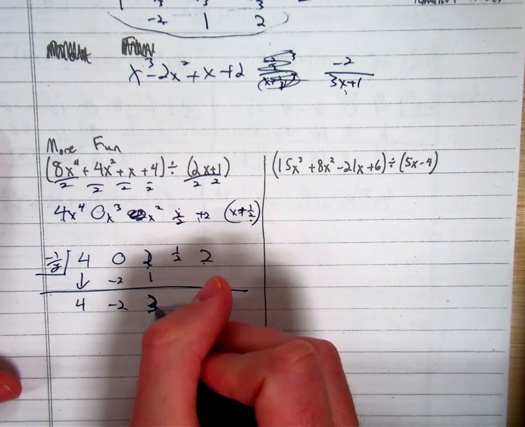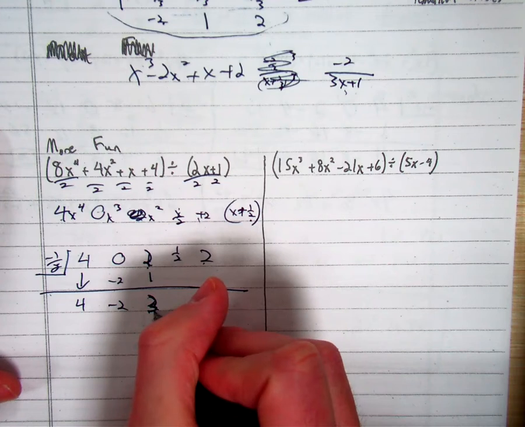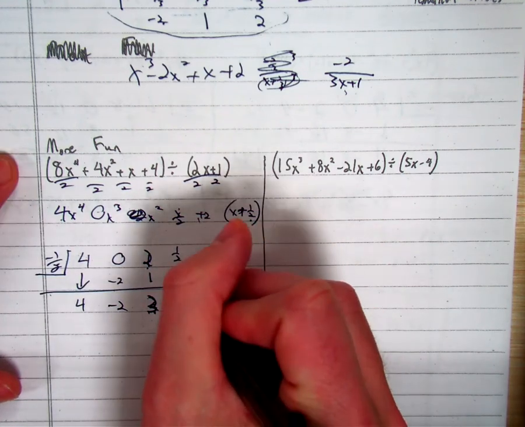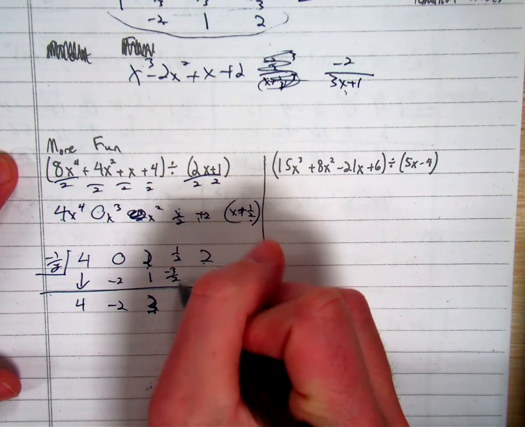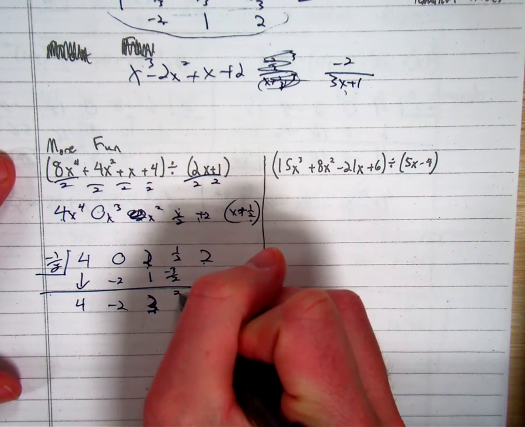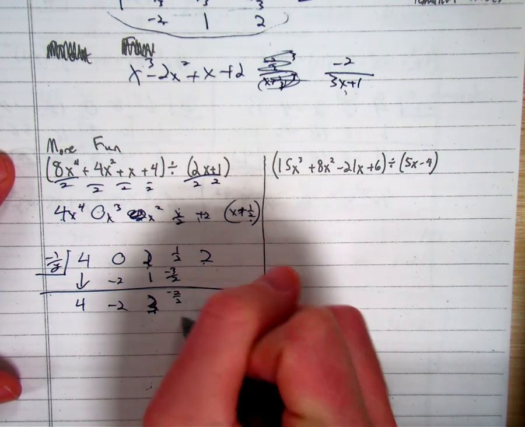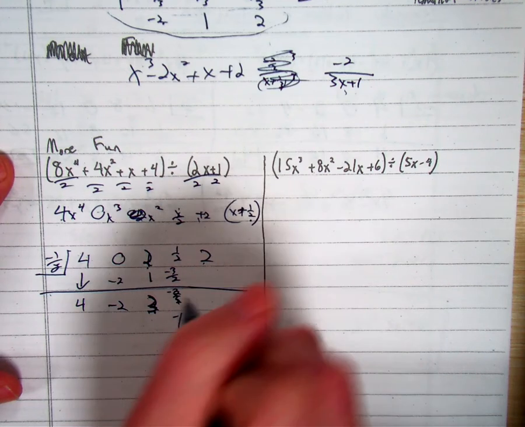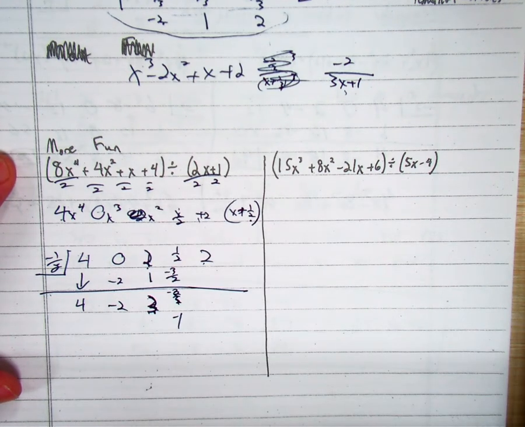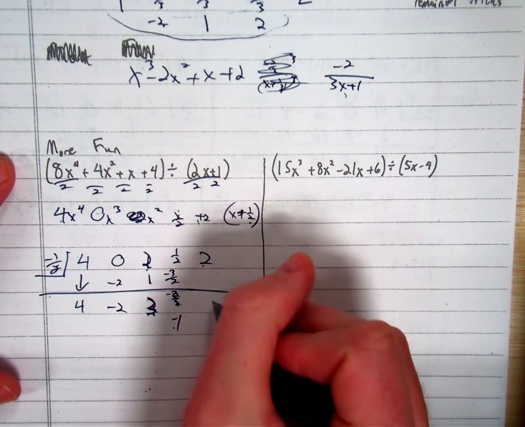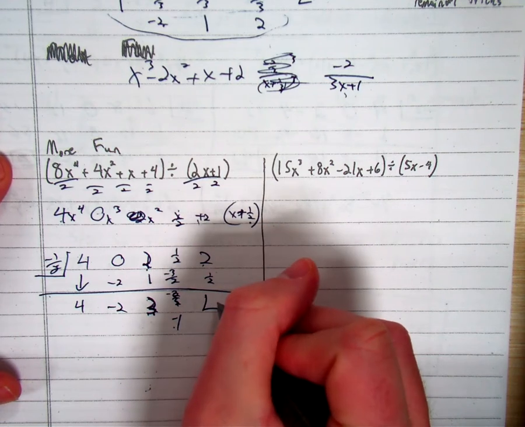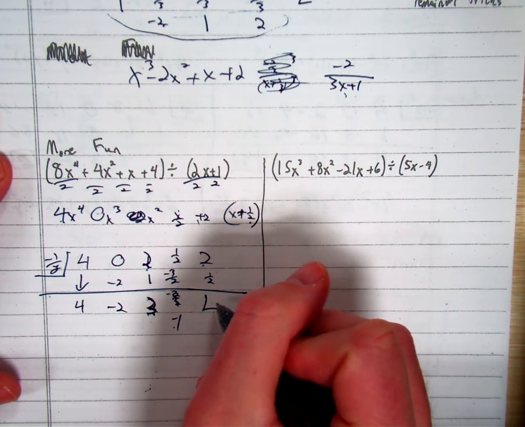There we go. 3 times negative a half, negative 3 halves, is negative 1.5. That's going to add up to negative 2 halves, or just negative 1. Negative 1 times negative a half is positive a half. Remainder of 2 and a half. Or if you're a decimal person, 2.5. Fraction person is 5 halves.